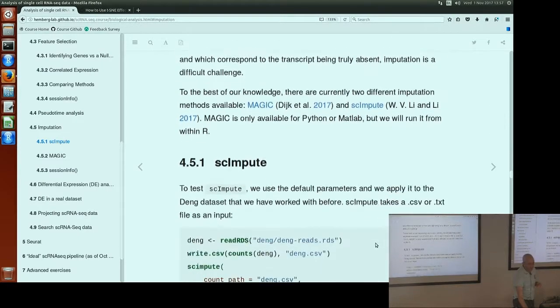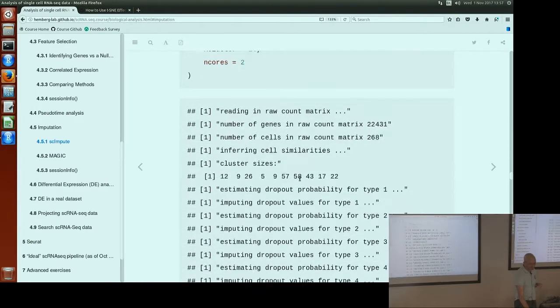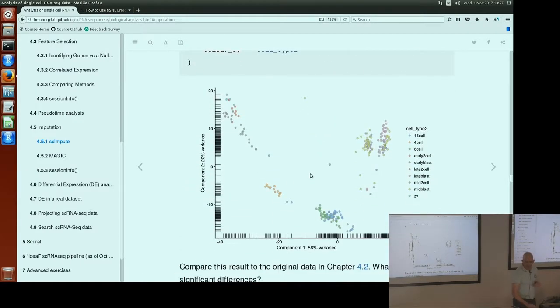So here we've done all the work for you. All we do is load the Deng data set again, and then we run SC-Impute with the standard parameters. And now we first look at the results. So here is the PCA plot of what you see after you have done the imputation. You should flip back to chapter 4.2 and see what has happened compared to the original data.